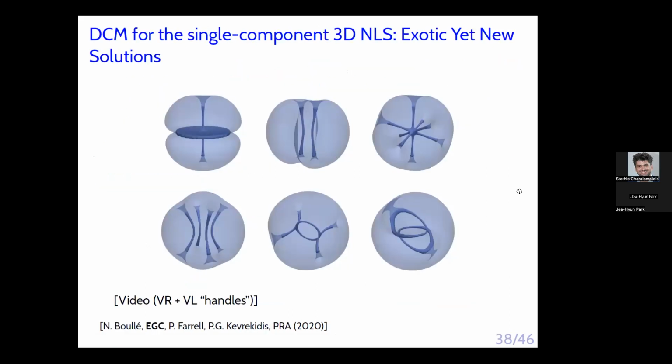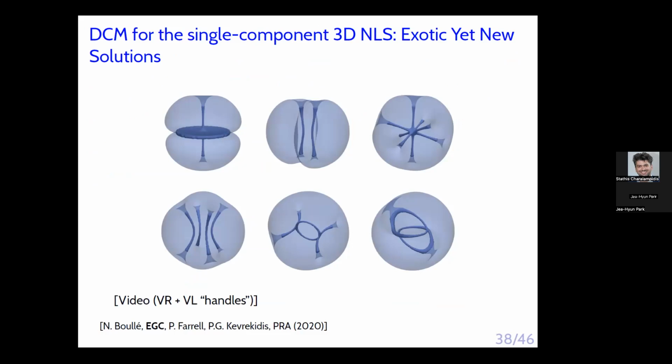Now, in the last 10 minutes, a few results about the 3D component, about the three-dimensional problem, now one component. Using again this method, the deflated continuation method, we were able to find exotic new solutions here. This is the planar dark soliton with a vortex line increasing the condensate. 2 vortex lines, those are generalizations of the vortex that I showed you now in 3D. A vortex line star, 4 vortex lines, 2 vortex lines, and the vortex ring here, 2 vortex lines that are interconnected with each other.